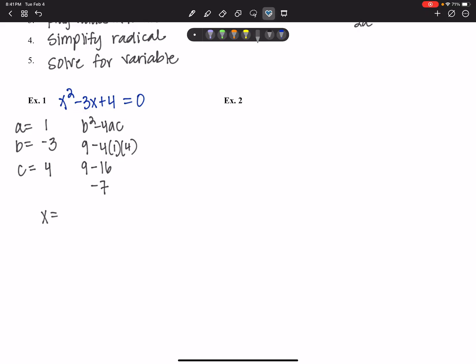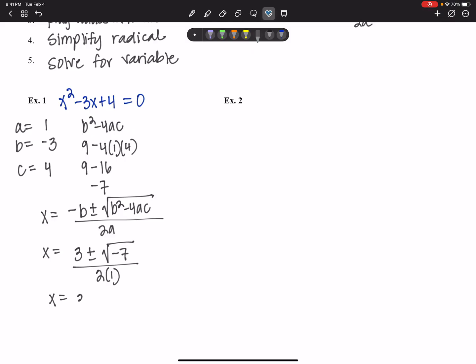So we're going to have x equals the opposite of b plus or minus the square root of b squared minus 4ac all over 2a. The opposite of b is positive 3. We know that inside this radical, we're going to have a -7. And then I've got 2 times 1 in the denominator. x equals 3 plus or minus, I'm going to take out an i. The square root of 7 remains because we don't have any pairs to help that out, and it's going to be all over 2.